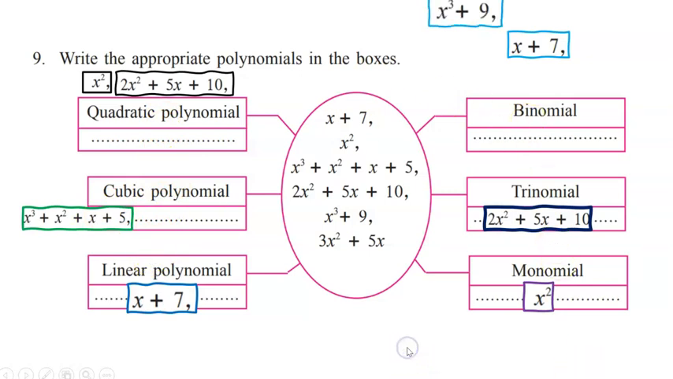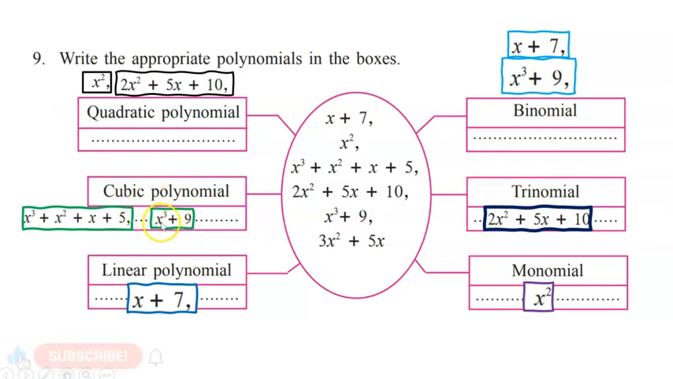Next, x cube plus 9. Again, this is a binomial. It contains two terms. It goes here as well, as a cubic polynomial. The highest power of x is 3, therefore it is a cubic polynomial. Next, again here 3x square plus 5x, it contains two terms, therefore it is a binomial. And on the left hand side it goes to quadratic. 3x square plus 5x, and in this way we have completed all these boxes.